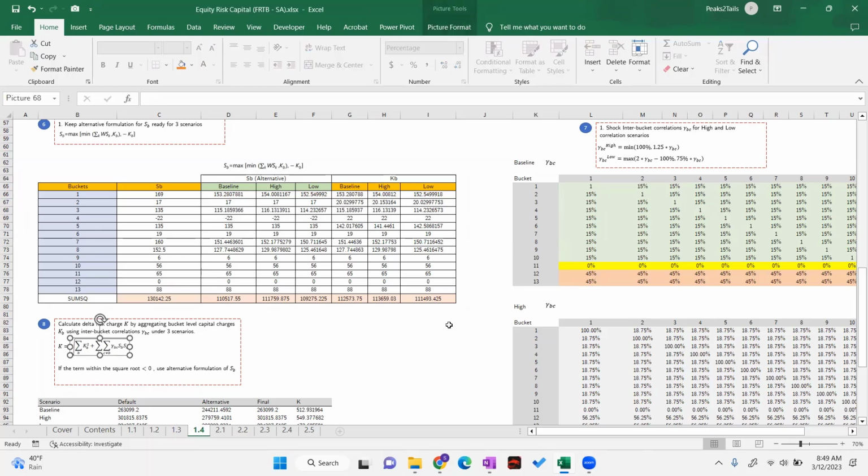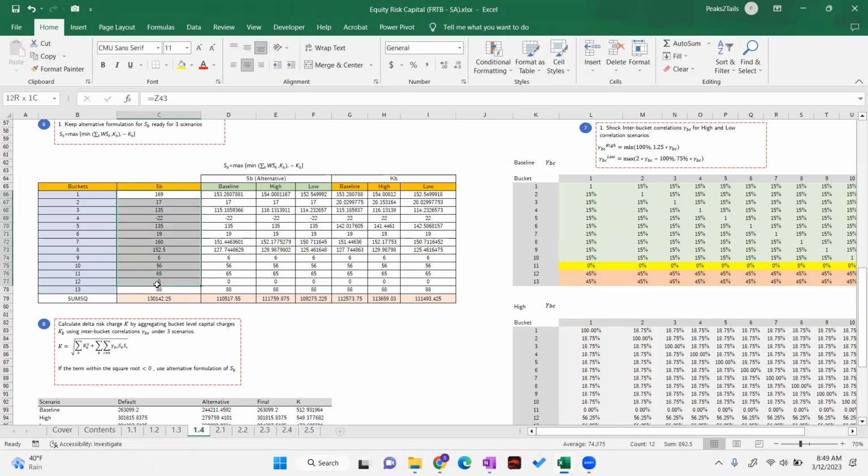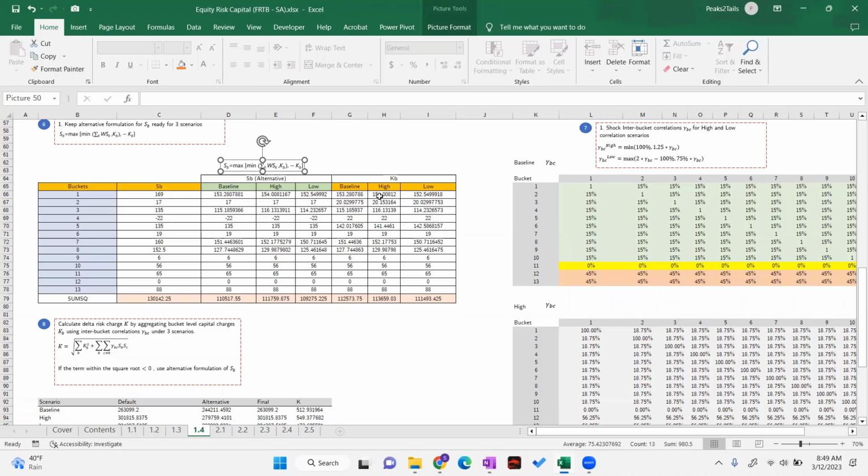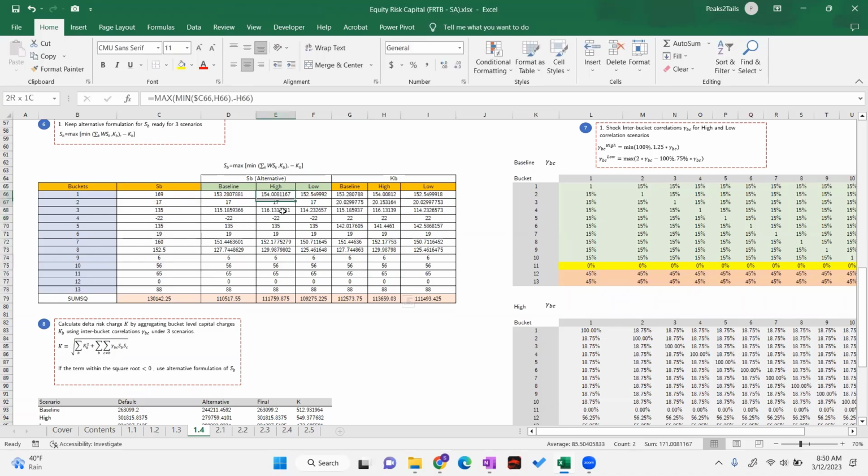But if that whole thing comes out as negative, then you cannot calculate the square root of a negative number, right? If that comes out as negative, then you cannot use this default calculation for SB. You switch to the alternative formulation. So we're talking about the high scenario, right? So within high, SB alternatively is given by this. So you use this one. Okay, I hope that's clear now.